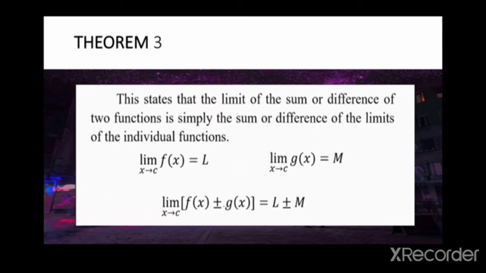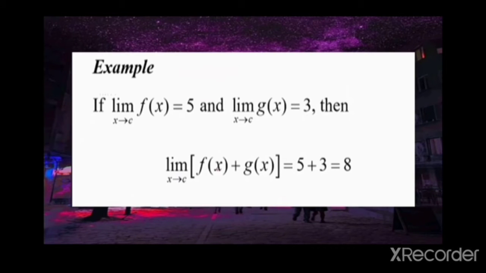To illustrate this, let's have an example. If the limit of f of x as x approaches c equals 5 and the limit of g of x as x approaches c equals 3, then we are asked to solve for the limit of f of x plus g of x as x approaches c. We just need to add the limits of the individual functions. So the limit of f of x is equal to 5. The limit of g of x is equal to 3.